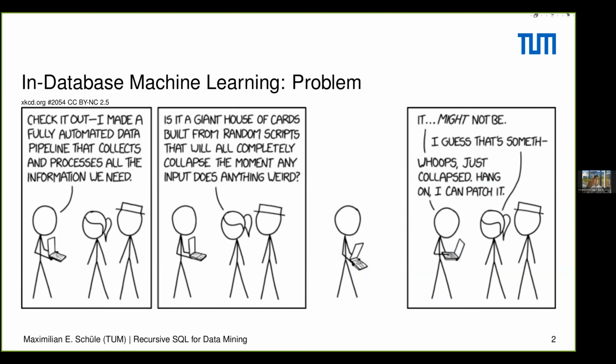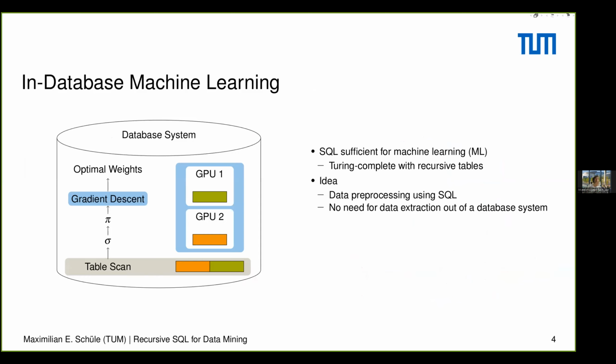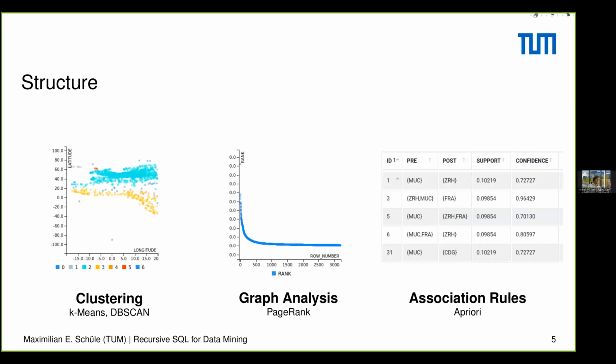So what is the solution to this problem? The solution, in my opinion, is SQL. Because SQL is sufficient for machine learning, as it is Turing complete with recursive tables. So the idea is that we can do the data preprocessing using SQL, so we no longer need data extraction out of a database system.